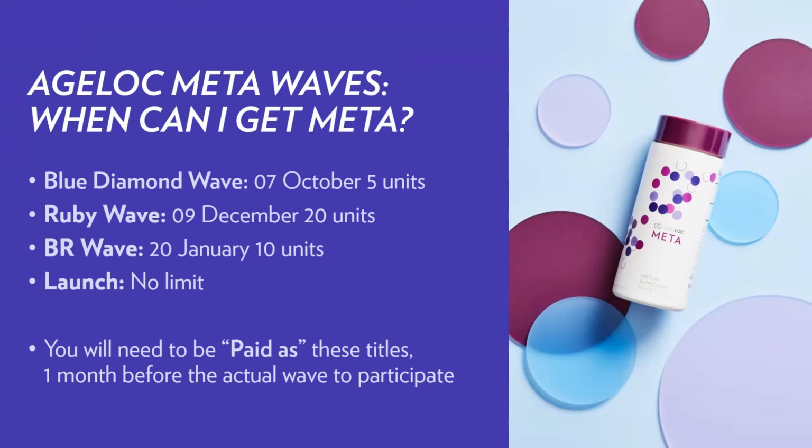And so you will need to be paid as Ruby in November. So what it means is, if you are not familiar with the different titles, that means you need to have 4 brand representatives on your level 1 at the end of November to be paid as Ruby. Then we will run a report, we'll check all the Rubies, and we will allocate 20 units. You will be able to share these units with everyone in your organization. So you will be able to search with the name, and you will be able to share these units, and they will be able to purchase.